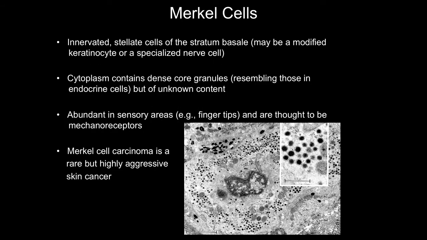Merkel cells are innervated stellate cells of the stratum basale. They may be a modified keratinocyte or a specialized nerve cell. The cytoplasm of Merkel cells contains dense core granules. Here you can see them at a little bit higher magnification. These granules resemble those granules that you see in endocrine cells, but we don't know the function of these granules in the Merkel cell. Merkel cells have abundant sensory areas, so they'd be very abundant in the fingertips. They're thought to be mechanoreceptors.